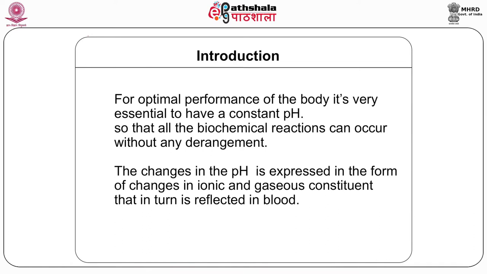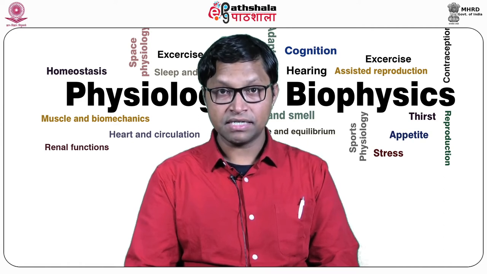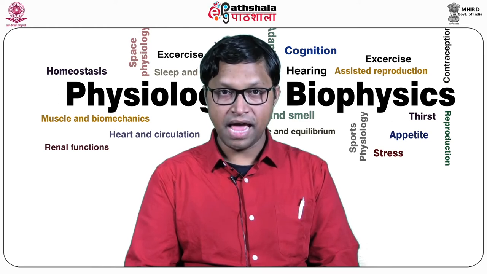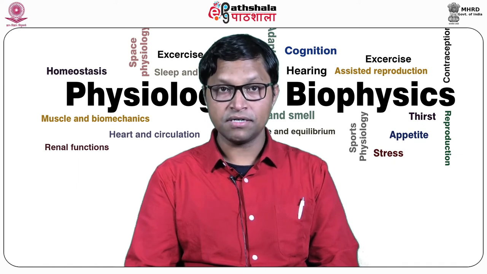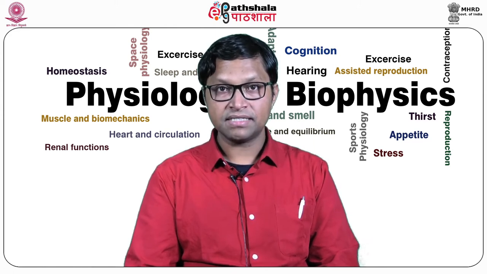So let's come to the introduction. Homeostasis is the key for the survival of human beings. For the optimal performance of the body, it is very essential to have a constant pH so that all the biochemical reactions can occur without any derangement. The changes in the pH are expressed in the form of changes in ionic and gaseous constituents of the blood. So, to understand what phase the body is in, it is important to measure its gases and ionic constituents to get an idea of the pH. In this module, we will learn how they are measured using the blood gas analyzers.